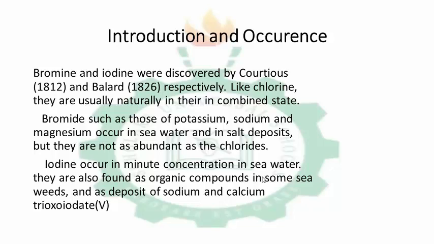Now, to bromine. Bromine exists in its combined state as bromide of metals like potassium bromide, sodium bromide and magnesium bromide, which occur in sea salt and in salt deposits. But these bromides are not as abundant as chloride. Iodine occurs in minute concentration in seawater, and it can also be found in organic compounds in some seaweed and as a deposit of sodium and calcium triiodate(V).